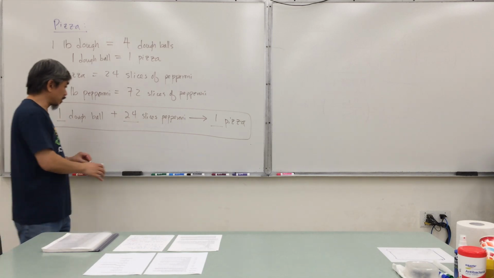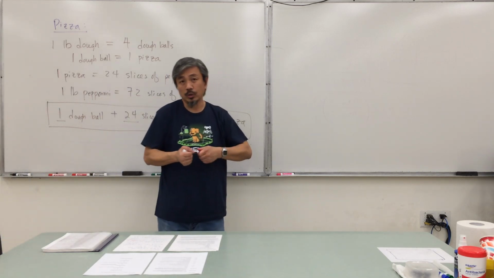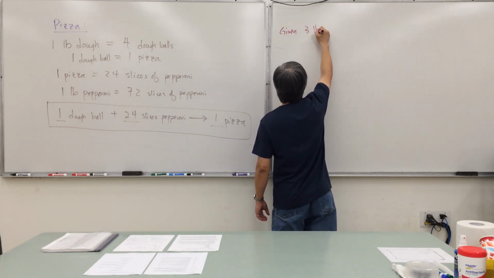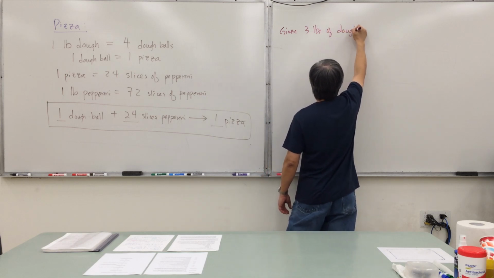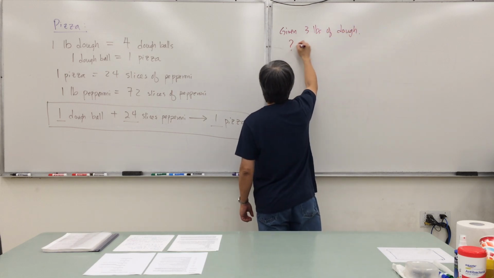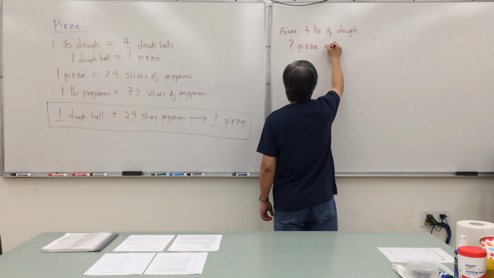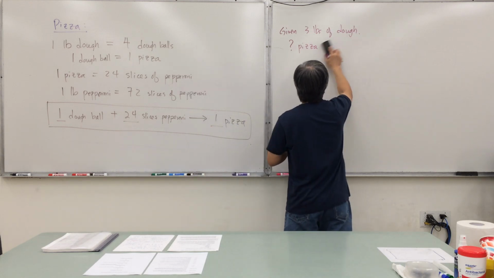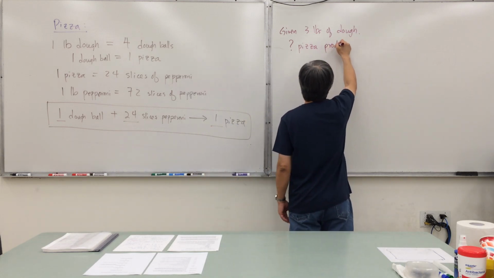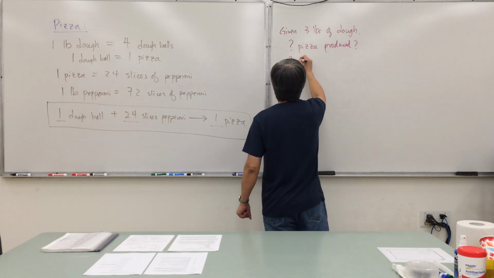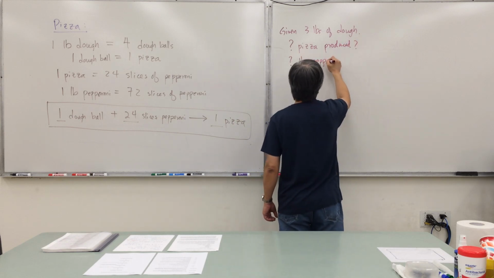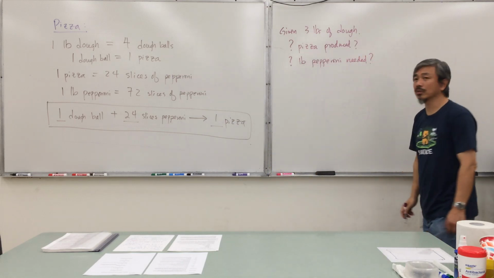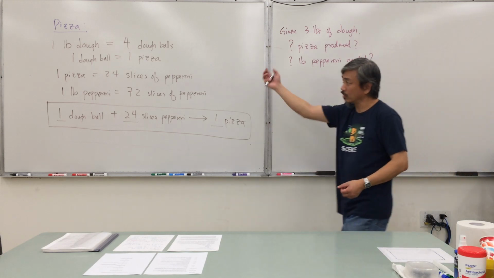So with that in mind, I can now ask the question, what if I'm given a certain amount of the dough? So let's say I am given 3 pounds of dough. So that's what you're given. The question is, how many pizza can I make, or produce? And also, how many pounds of pepperoni do I need? So how would I find this information? That way I can gather all my ingredients so that I can actually make my pizza.